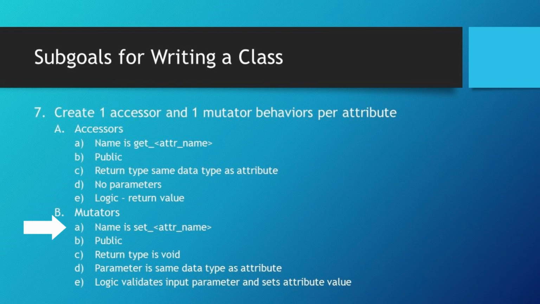For the mutators, the name is generally set, followed by the attribute name. They are public, the return type is usually void, and the parameter is the same data type as the attribute. The logic of the method should validate the input parameter and then set the attribute value.